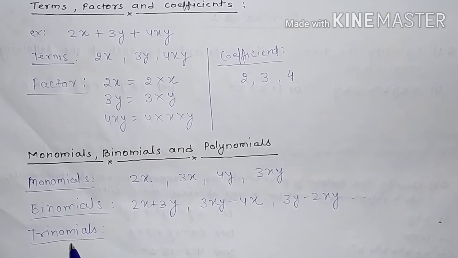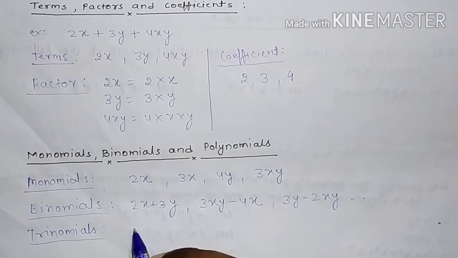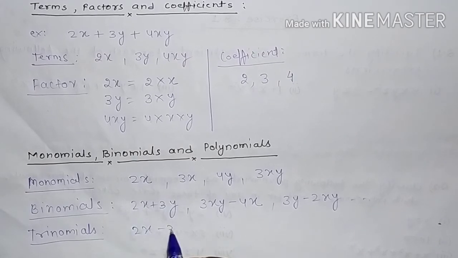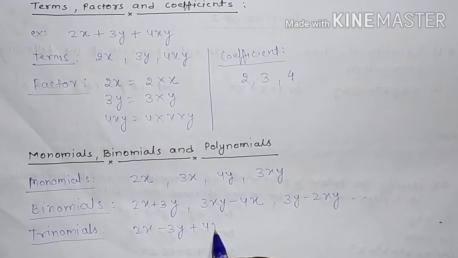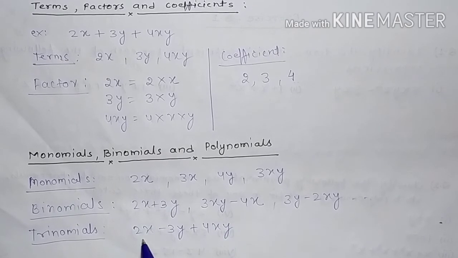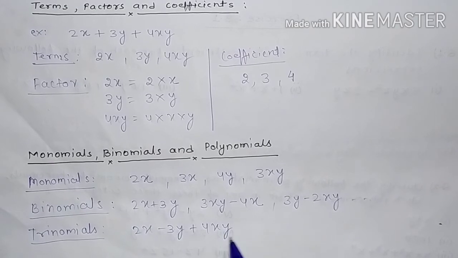Trinomials are those algebraic expressions which consist of only three terms, like 2x minus 3y plus 4xy. This is an algebraic expression having three terms: 2x is the first term, minus 3y is the second term, and 4xy is the third term.